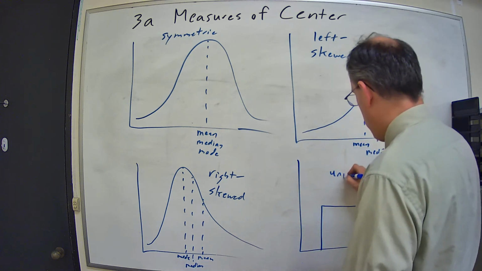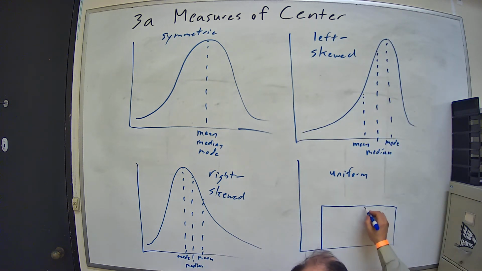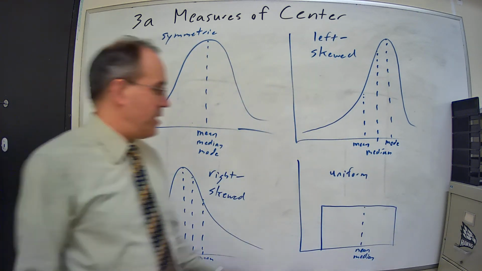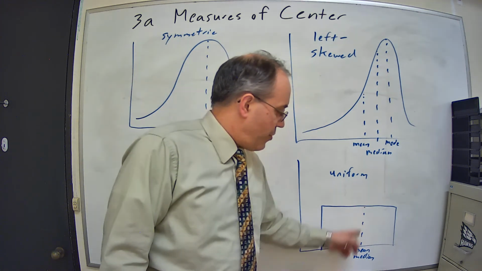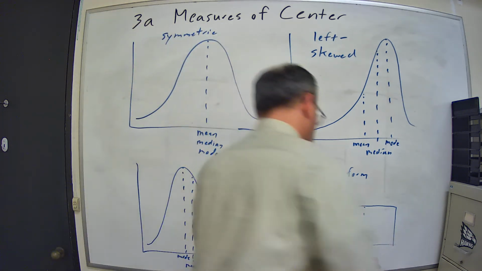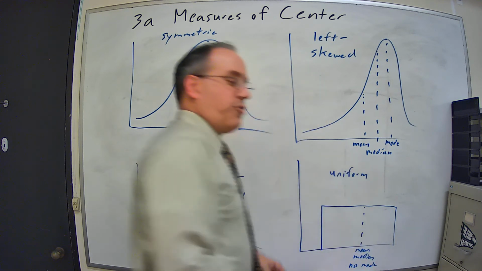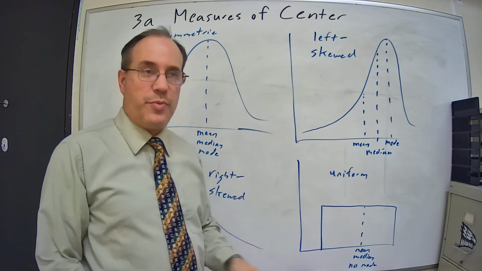is uniform. In a uniform distribution, you can see it's all the same. The center point here is the mean and the median, but there is no mode, because each value occurs the same amount of times. So that's a uniform distribution.